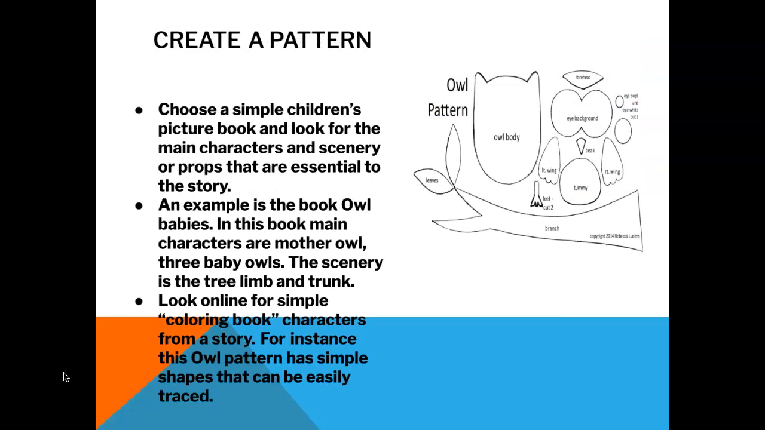You're going to create a pattern. You'll choose a simple children's book and look for the main characters and scenery or props that are essential to the story. An example is the book Owl Babies. In this book, main characters are Mother Owl, 3 baby owls, and the scenery is the tree limb and the tree trunk. You can also look online for simple coloring book characters from a story. For instance, this owl pattern has simple shapes that can be easily traced.